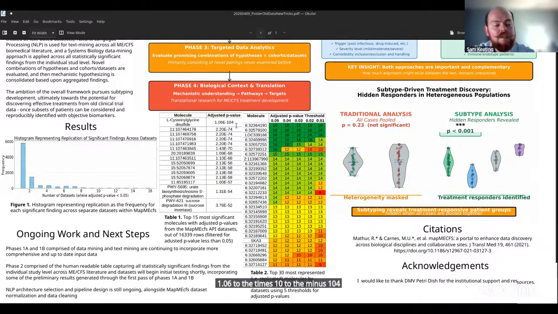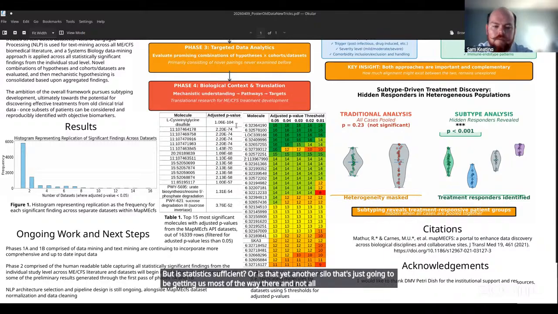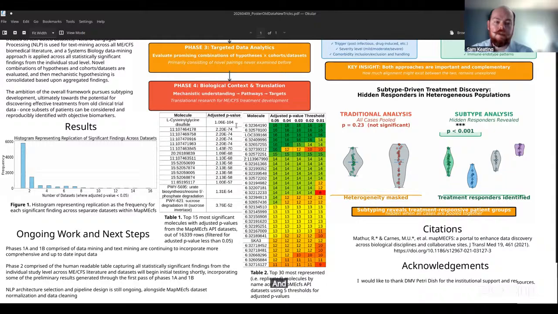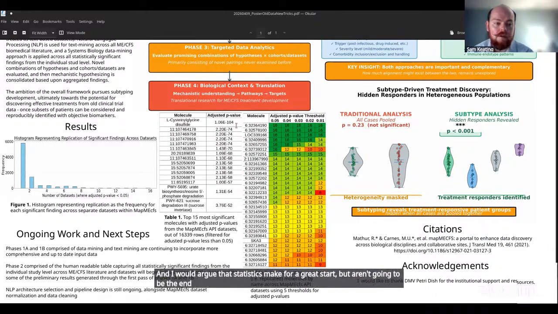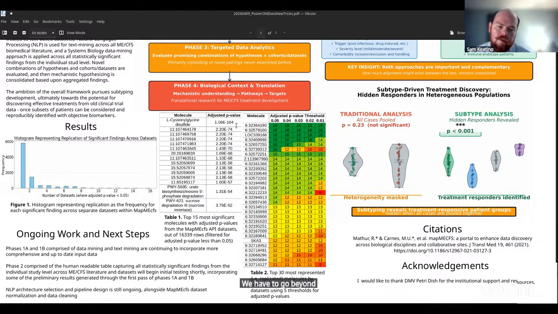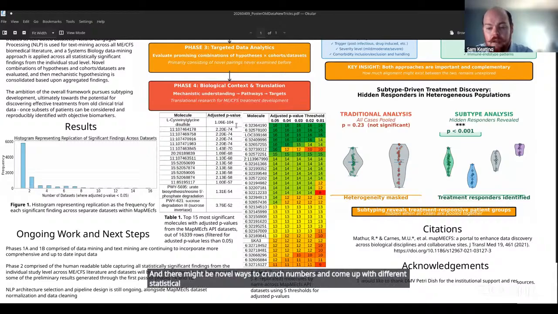But is statistics sufficient? Or is that yet another silo that's just going to get us most of the way there and not all the way there? I would argue that statistics make for a great start, but aren't going to be the end-all, not going to make all the progress or impact for us. We have to go beyond that data dimension of statistical analysis and evaluation.